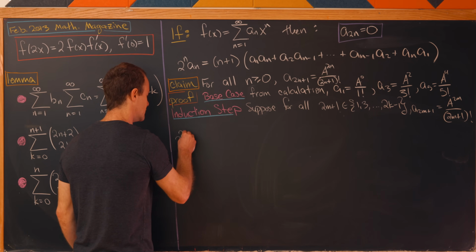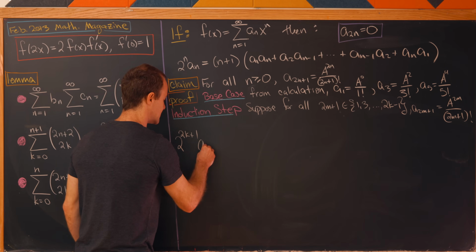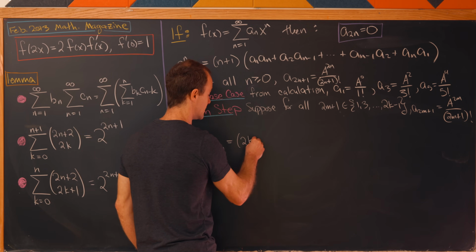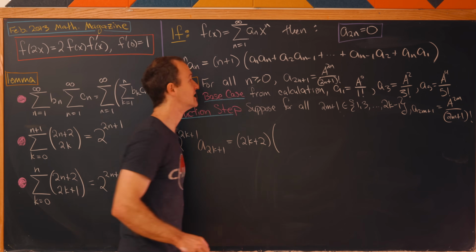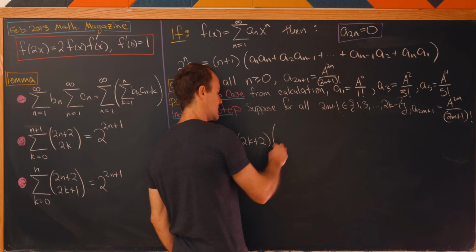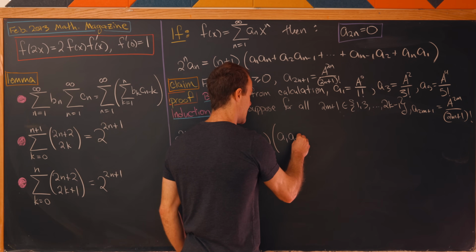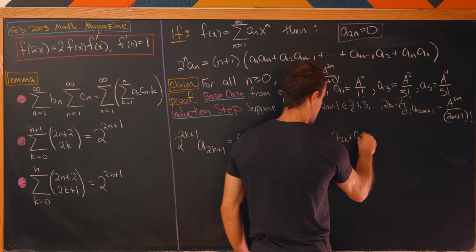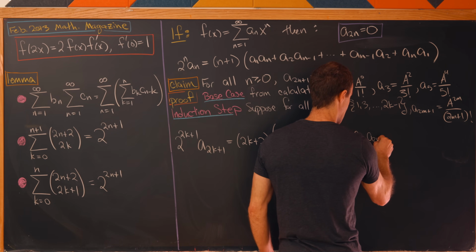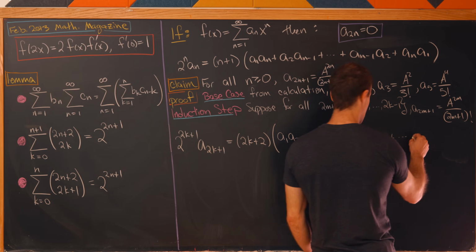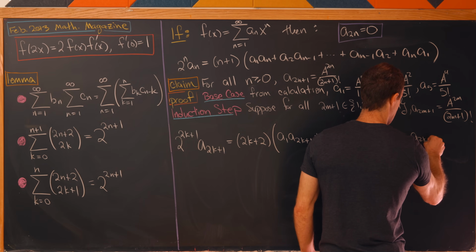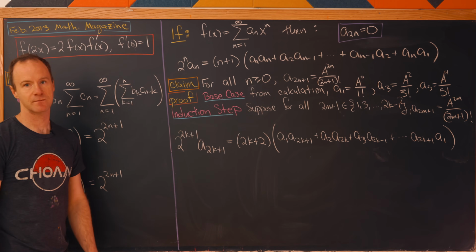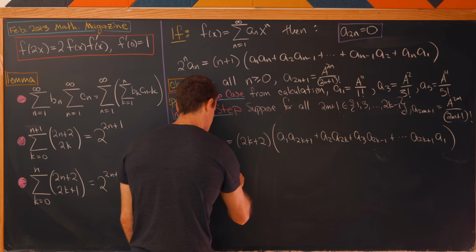So we have 2k plus 1 times a sub 2k plus 1 will be equal to 2k plus 2 times this sort of sum right here. We have a1, a2k plus 1, plus a2, a2k, plus a3, a2k minus 1, plus all the way down to a2k plus 1, a1. So something like that.